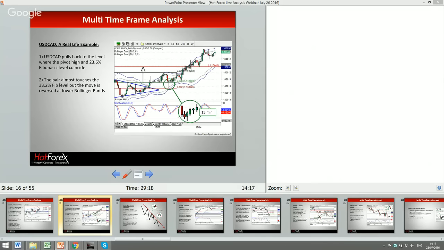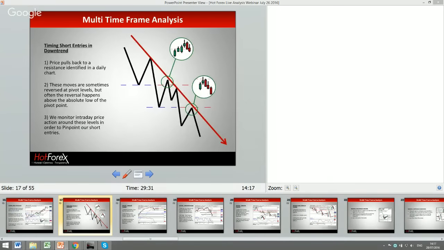Nice little hammer candle there, a really strong hammer candle, and that's what's happened. Okay, so target hit, and we moved up. We can pull these examples up all the time. And so it is with going short as well. It's exactly the same theory.